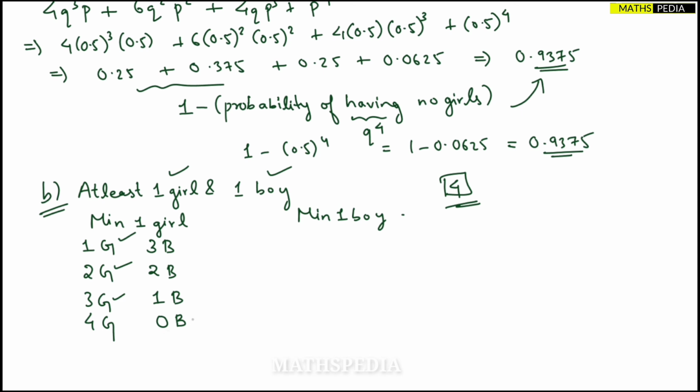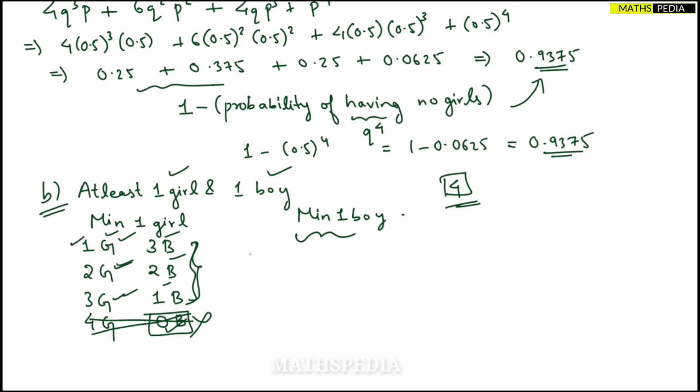That means this case I cannot consider because they have said at least one boy should be there. One boy means minimum one boy should be there. So here we have one case where it is showing 0 boys. So this case I have to eliminate. I have 3 cases. Okay, so one girl 3 boys, 2 girls 2 boys, 3 girls one boy. So all these terms I have to just add up.